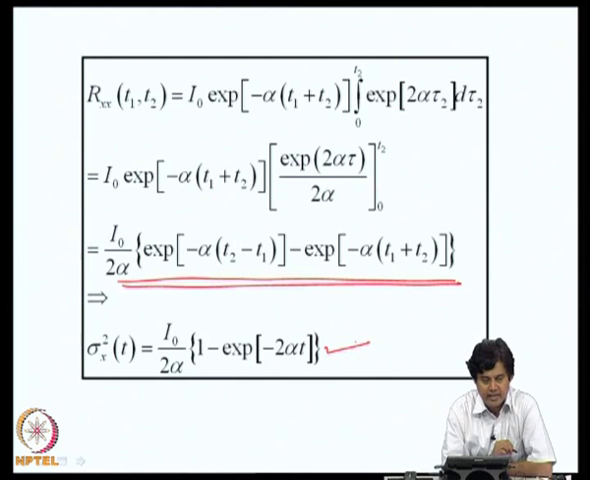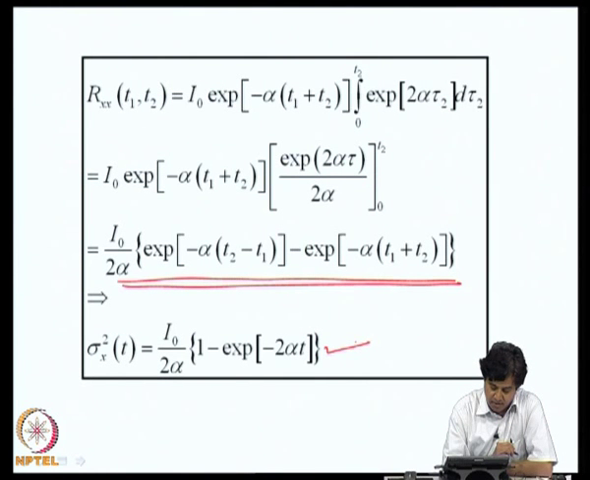So, what can we say about x of t now? X of t is a non-stationary random process. Although the excitation was a stationary random process, the response is non-stationary.